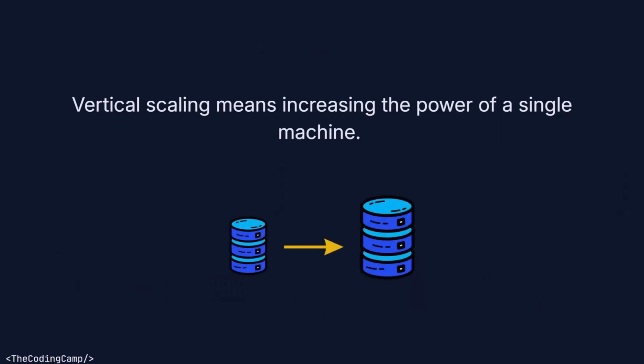Vertical scaling means increasing the power of a single machine, for example, upgrading the CPU, the RAM, or the hard disk. The advantage of vertical scaling is that it's simple and easy to achieve. The disadvantage is the hardware limitation. There is no way to scale infinitely, and the system is still a single point of failure.